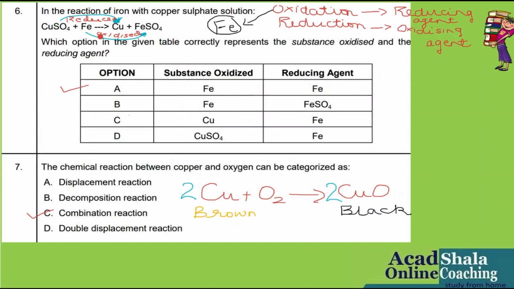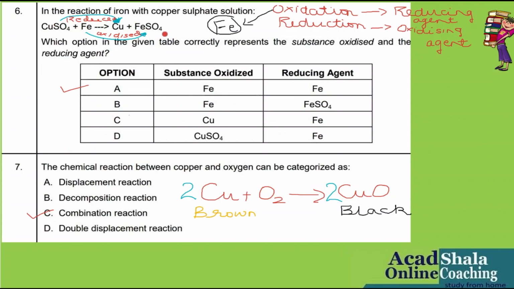Next question says, in the reaction of iron with copper sulfate solution, the reaction is given: copper sulfate plus iron gives you copper plus FeSO4. Which option in the given table correctly represents the substance oxidized and the reducing agent? They have provided you a table, and the options are A, B, C, D, with the substance oxidized and the reducing agent shown. And they have given you the reaction.